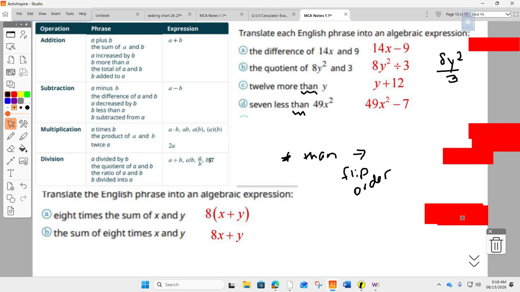All right, and this exercise here, let's remind ourselves when we put an equal sign and when we do not.